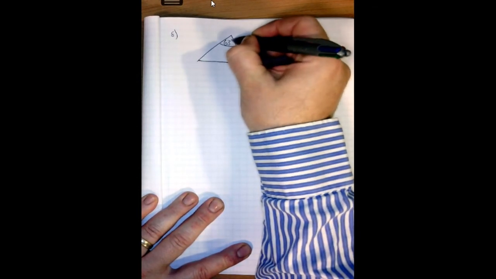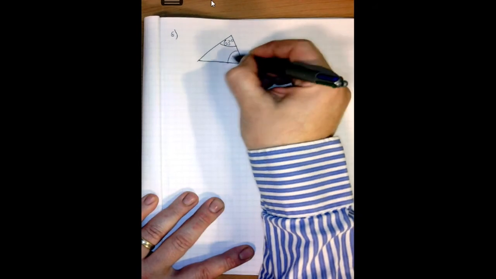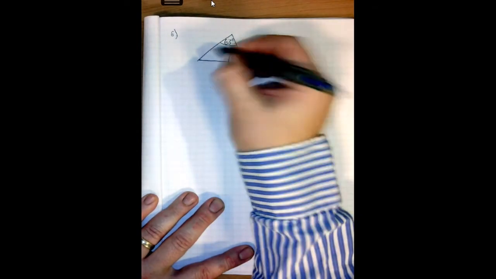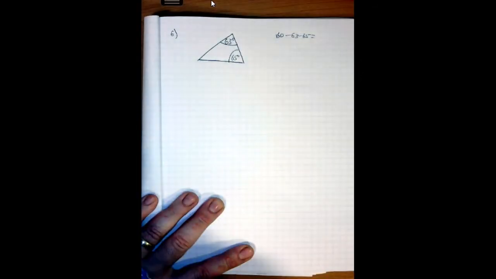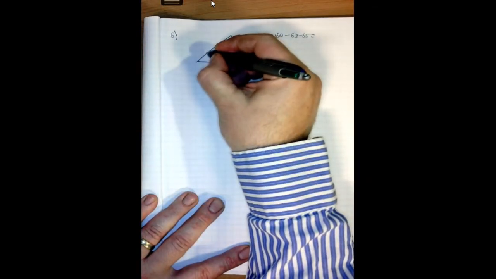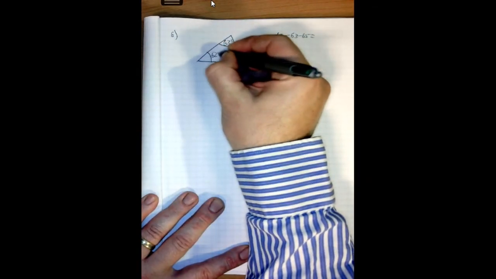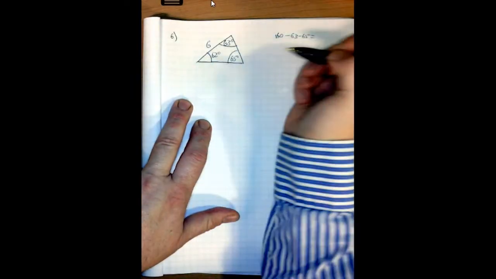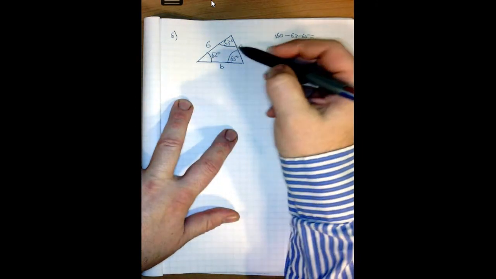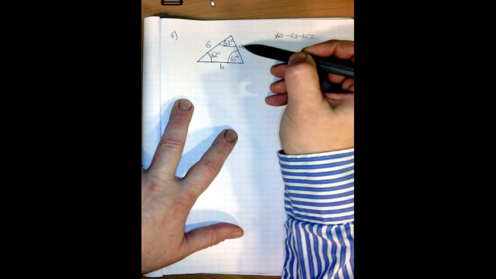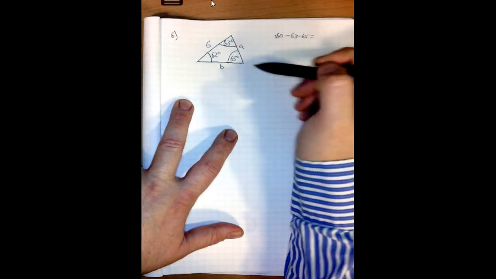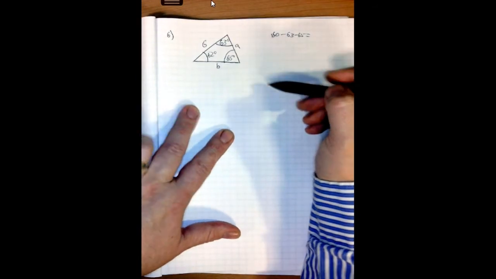I'm given that that side's 6 centimetres, and I'm going to call that A and that B. I'm going to use the sine rule. I recognise it's the sine rule because I've got a side opposite an angle, and I'm trying to find another side opposite an angle. I'm going to use the sine rule to find both sides separately, then add them all together. So A over sine 52 equals 6 over sine 65. So A is 6 over sine 65 times by sine 52.